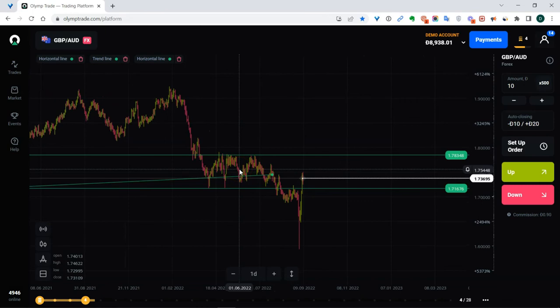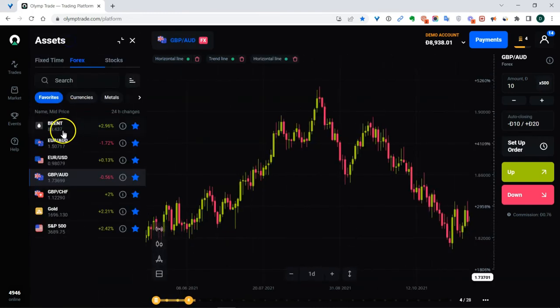So that is on both pairs, betting on a weak Aussie, because we've got Pound Aussie and Euro Aussie, and in each case we're long, therefore we're looking for weakness in the Australian dollar.